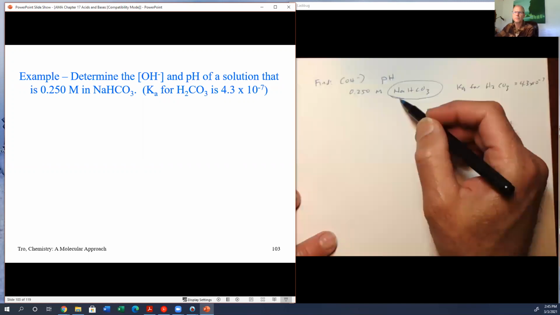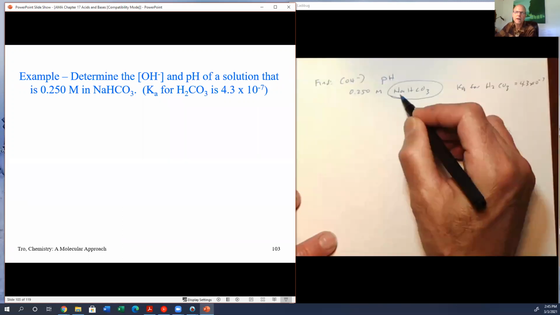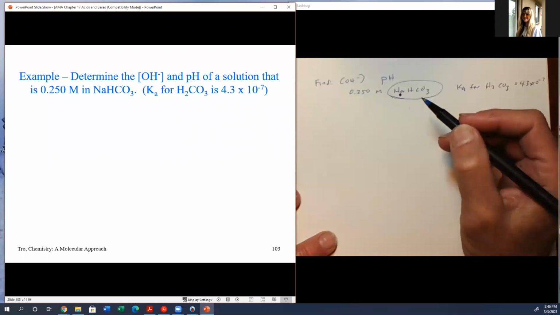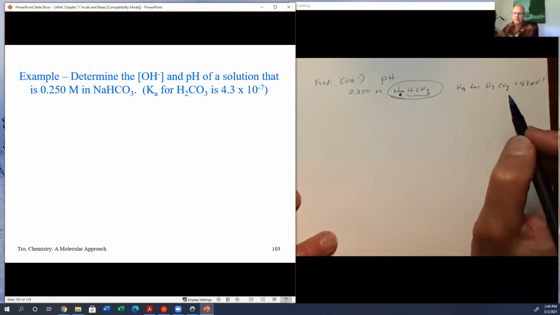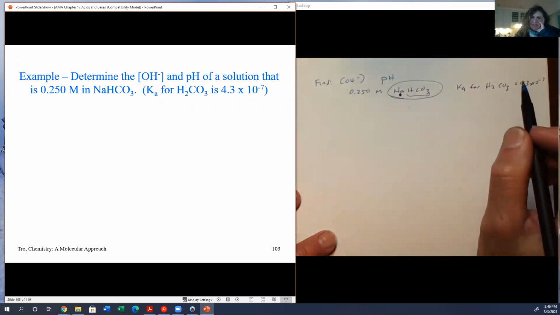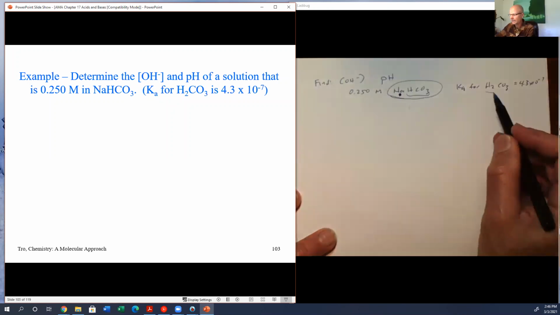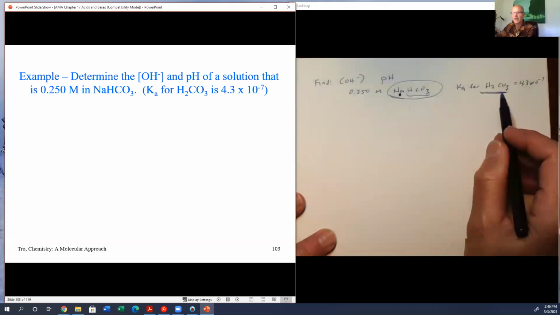And again, we have to go through this process where we look at the cation and we look at the anion. In this case, the cation is Na+. What do you know about Na+? Acidic or neutral? Neutral. Na+ is neutral. What do you know about HCO3 minus? Would that be basic? That'd be basic, because it's the conjugate base of the weak acid H2CO3. And notice they're giving you Ka for that conjugate acid.